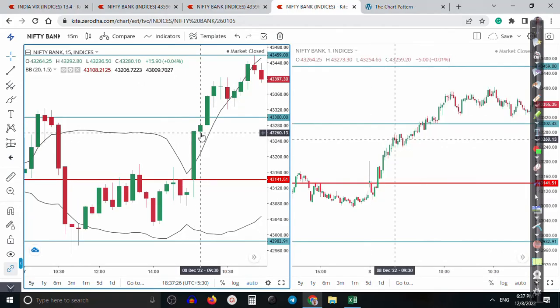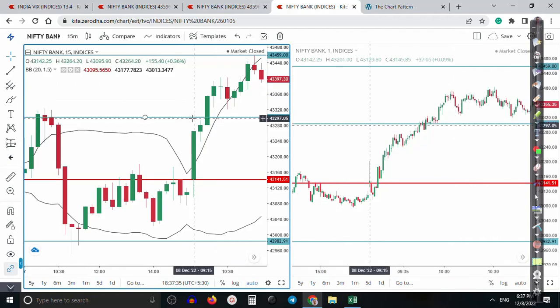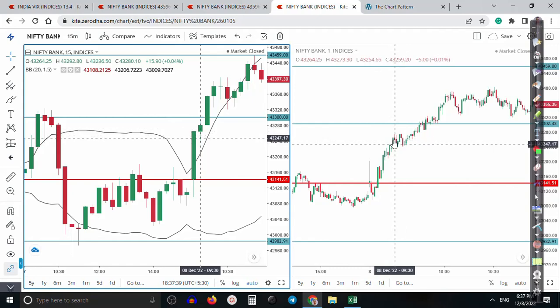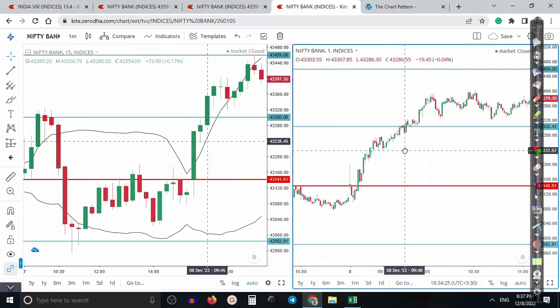Once I point my cursor somewhere here, I can see the first candle near 0.5 standard deviation, but I was not able to enter here. I haven't seen any pattern there, so I left it.